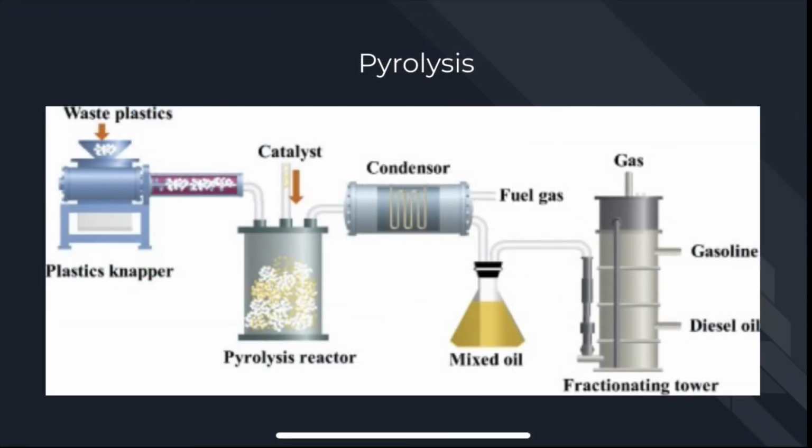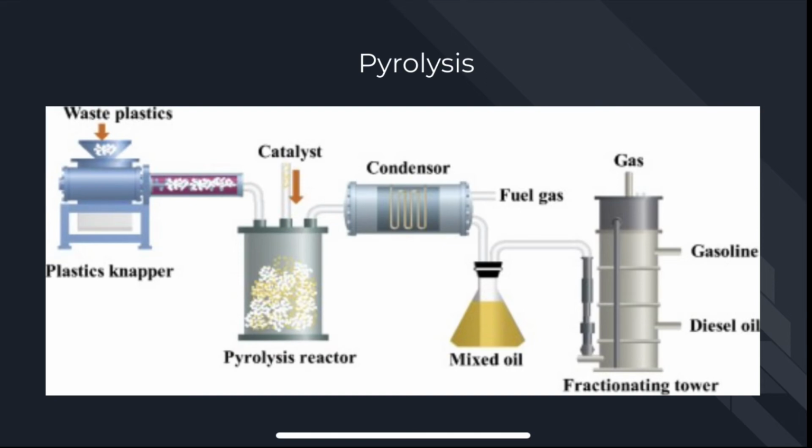The recycling processes we are going to discuss include pyrolysis, methanolysis, and gasification. One of the most commonly used processes is pyrolysis, which is used to convert plastic waste into energy. It works by degrading the plastic waste at different temperatures without oxygen in order to produce liquid oil. This graphic shows the process of pyrolysis.